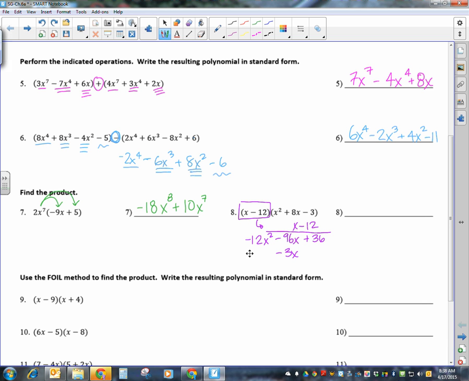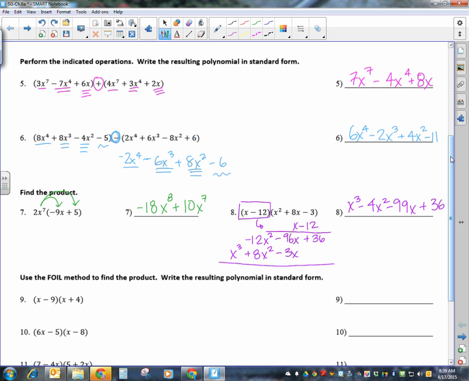X times positive 8x is positive 8x squared. And x times x squared is x cubed. So you have everything lined up. You have x cubed. You have negative 12 plus 8 x squareds, so that's minus 4x squared. You have negative 96 and negative 3, which is negative 99x, and then plus 36. So that's what your answer should have been.